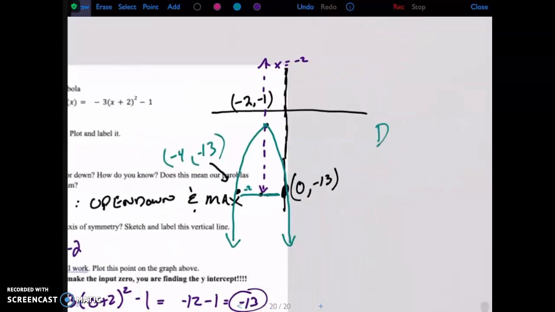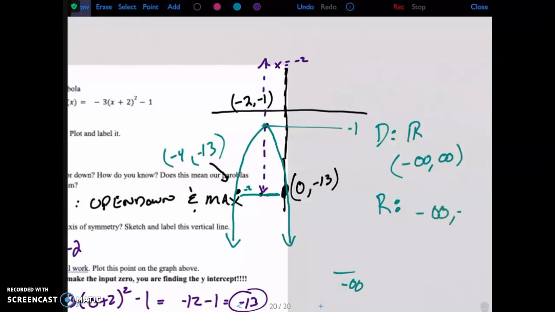Finally, what's the domain of this parabola? Well, the domain is going to be all real numbers, or from negative infinity to infinity. Anything would work. The range is a little bit more interesting. The range, the highest we can go is right here at -1. And the lowest we can go is down here at negative infinity. So the range goes from negative infinity to -1. We cannot get to negative infinity. We can't get to -1.